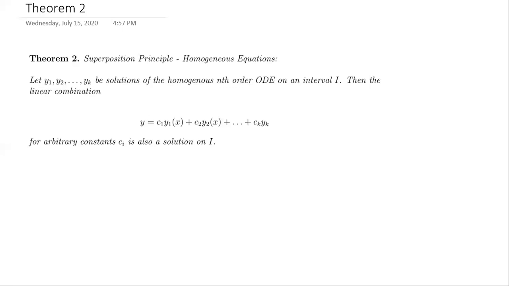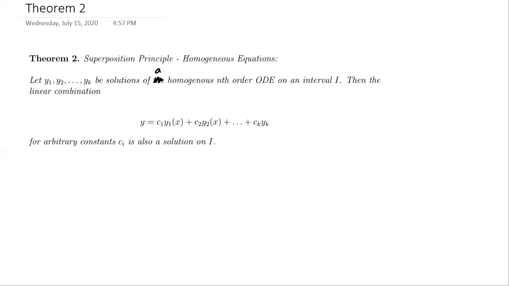Okay? So this is called the superposition principle for homogeneous equations. Again, homogeneous means that they're also linear. Okay? So let y sub 1, y sub 2, all the way to y sub k be solutions of a homogeneous nth order ODE. Again, it implies it's linear on some interval I.